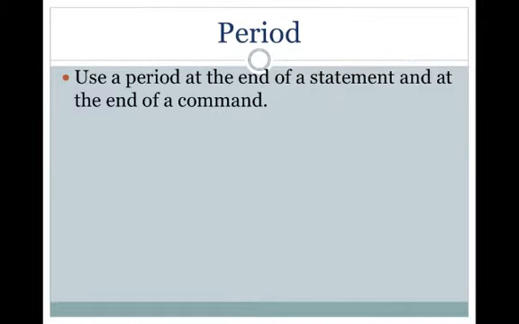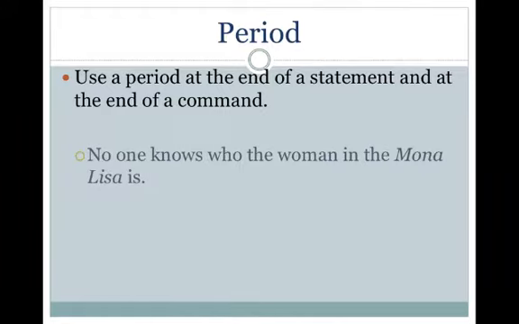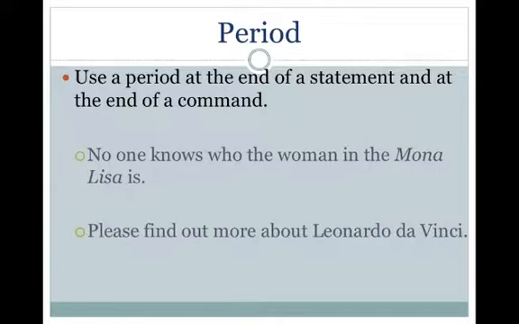Period. Use a period at the end of a statement and at the end of a command. No one knows who the woman in the Mona Lisa is. That's a statement. Put a period at the end. Please find out more about Leonardo da Vinci. That's a command, or sometimes called a request. It should have a period at the end.